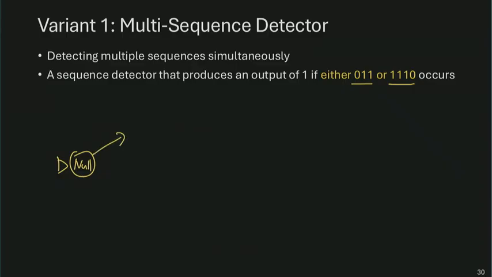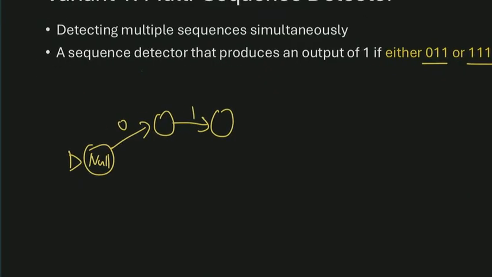On one side, if you see 0, 1, and 1, well, it's a Mealy machine, so I don't know where that final transition goes. Right, so if I see a 1, I want my output to be a 1. Output is 0 on the other transitions. So I've seen a 0, I've seen a 0, 1.